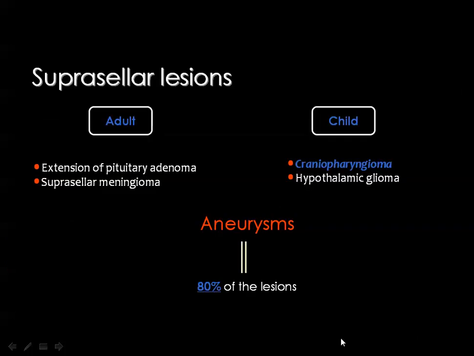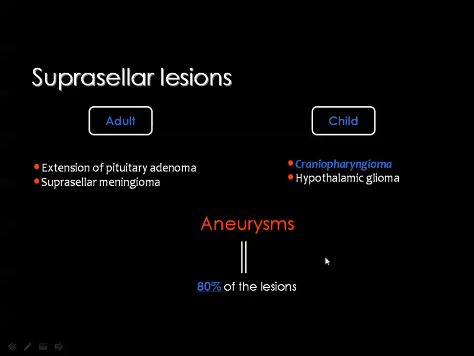Then the suprasellar lesions are too many, as I have said, but we have common lesions and relatively less common lesions. The most common lesions in the suprasellar area depend on the age of the patient. If you are dealing with a child, then there are two common lesions, which are the craniopharyngioma and the hypothalamic glioma. In cases of adult, the suprasellar meningioma comes next to the suprasellar extension of the pituitary adenoma.